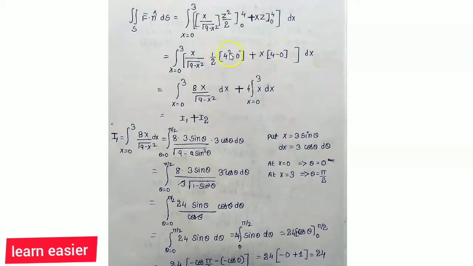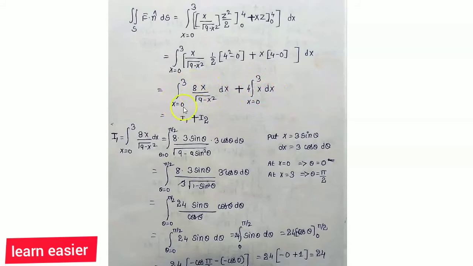Now you can see here 4 square is 16, 16 minus 0 is 16, so 16 by 2 which is 8. So 8x into square root of 9 minus x square dx, plus here we have 4x, so 4 is written outside, so it is considered as constant. So integral of x dx.